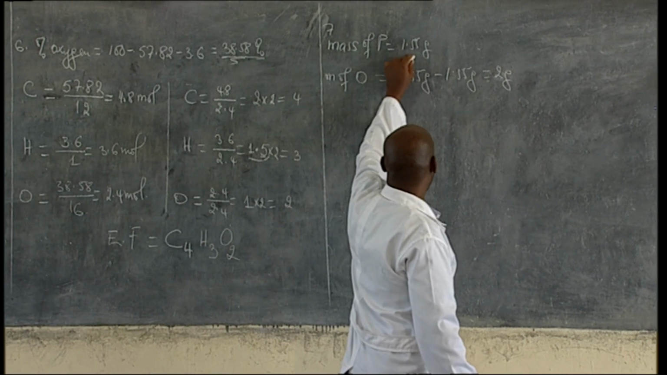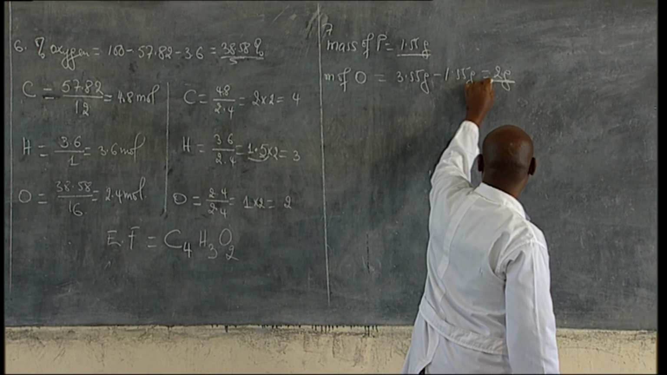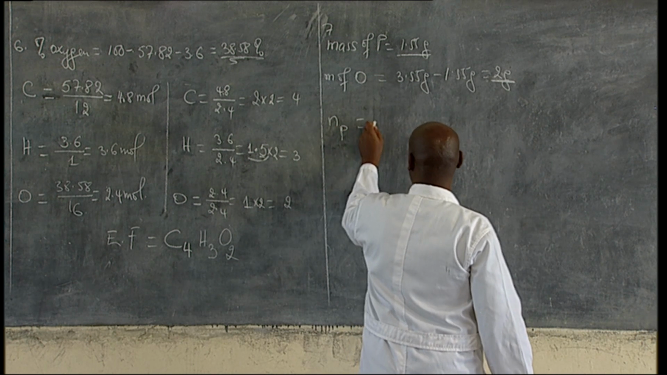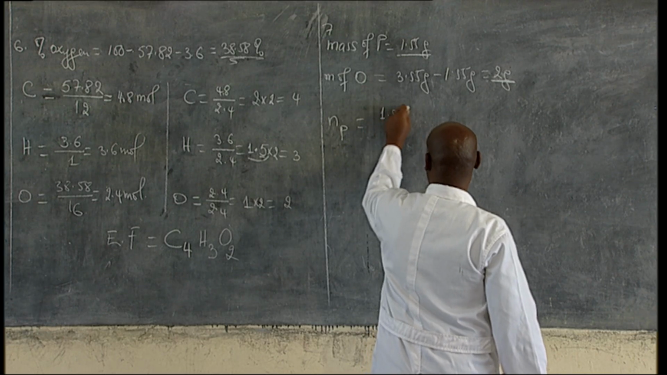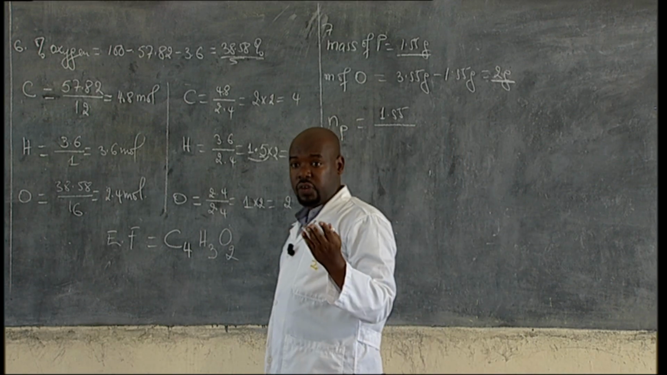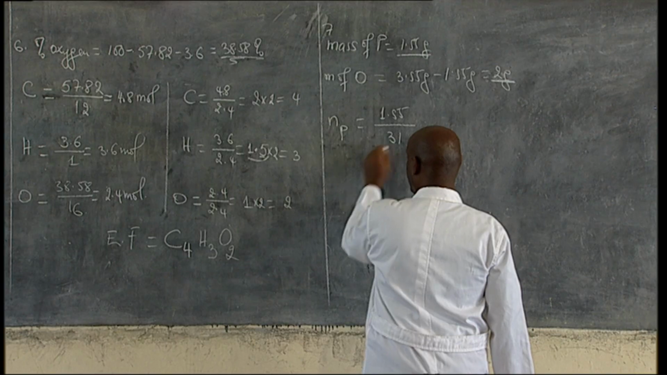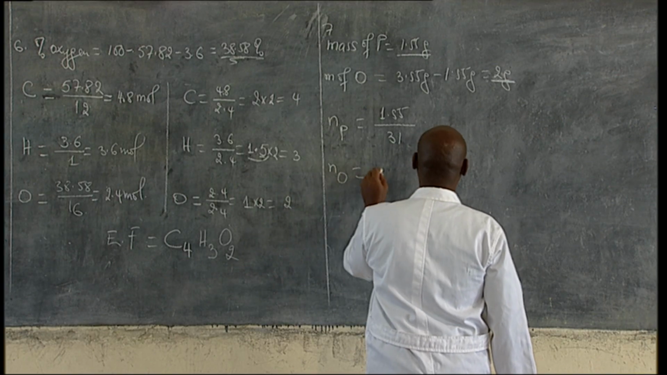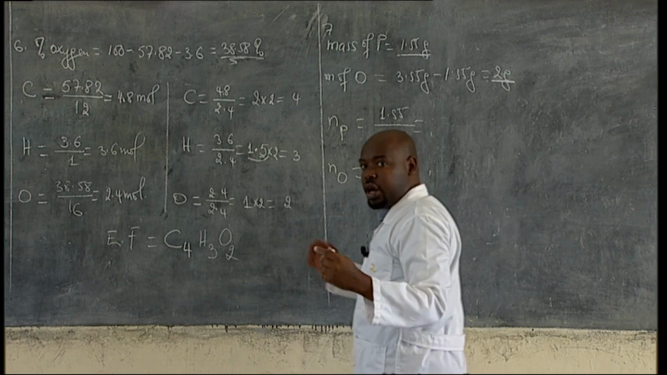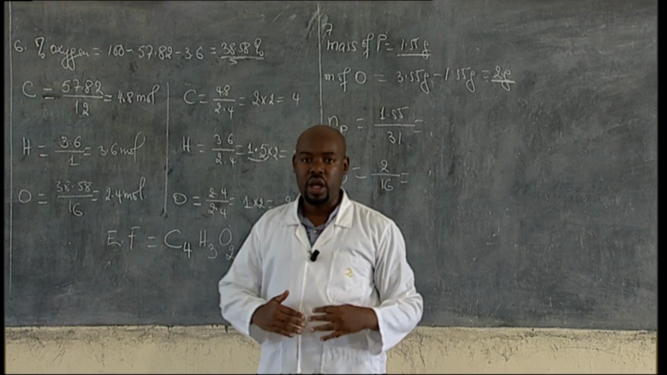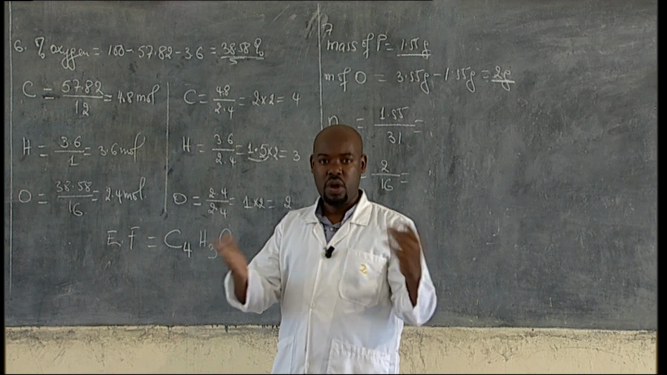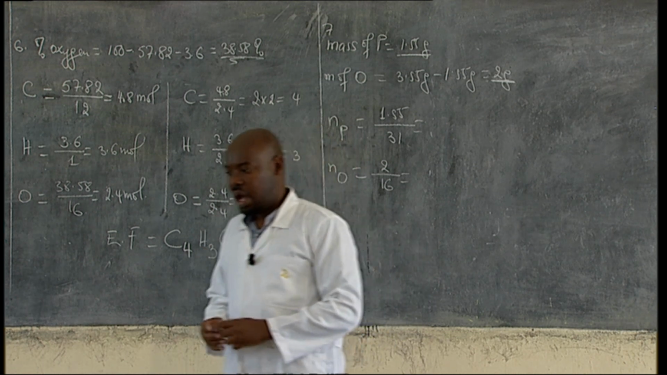Now that we have the mass of phosphorus and mass of oxygen, you can find the number of moles for phosphorus, which is given by 1.55 over the molar mass of phosphorus. Do we have the molar mass of phosphorus there? It's that one. You can find the number of moles of oxygen, that is 2 over 16. And then with the number of moles, you can divide by the smaller number of moles to get the empirical formula. So that is how we can work this out.